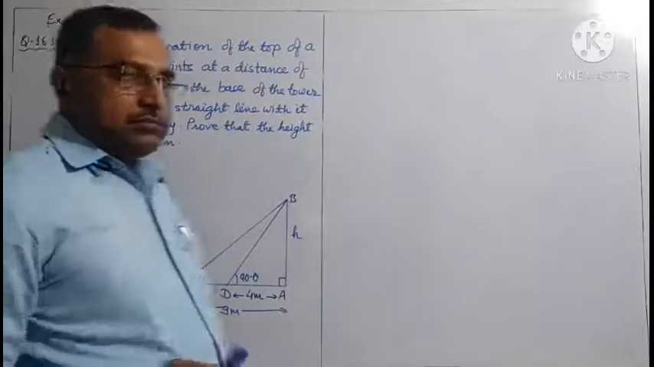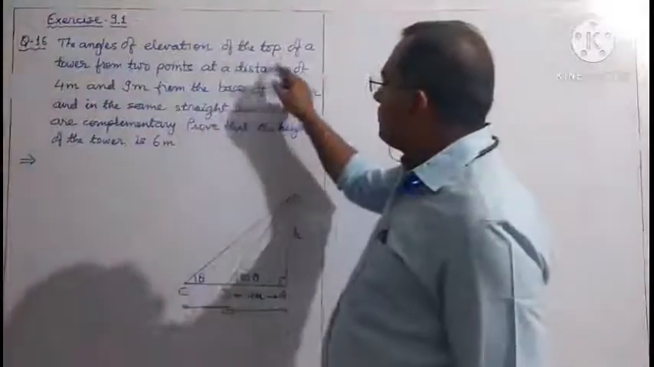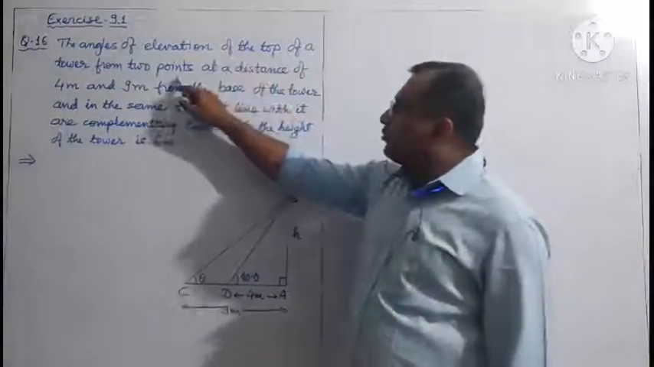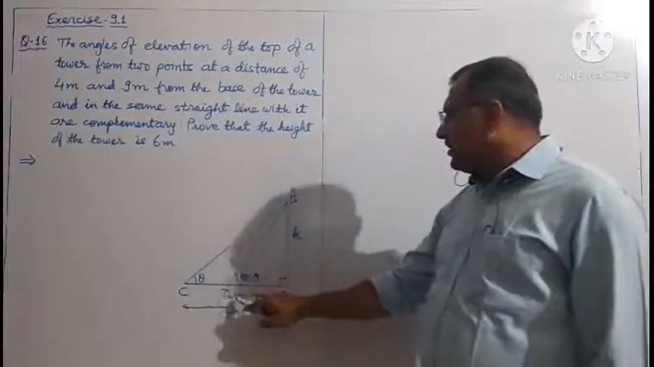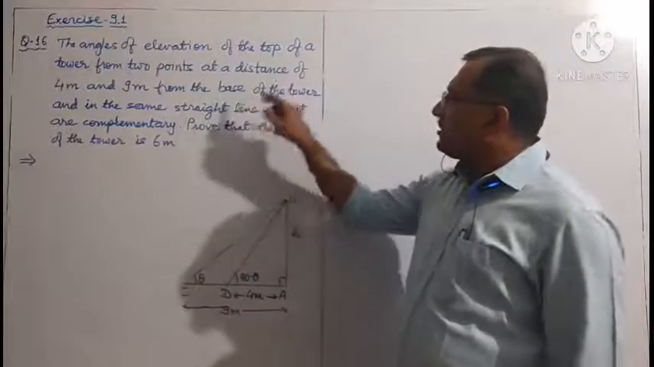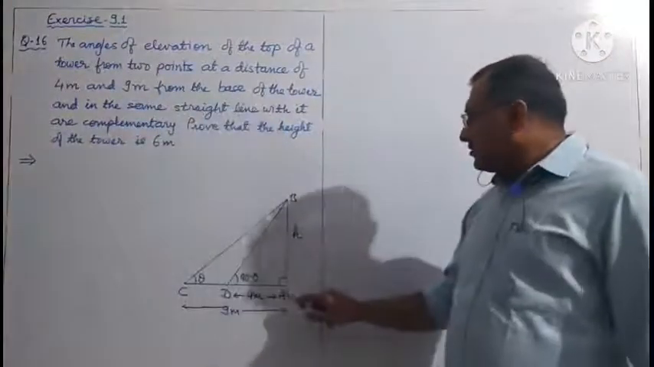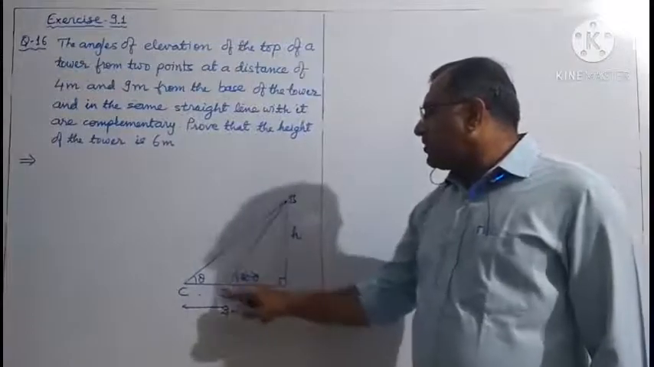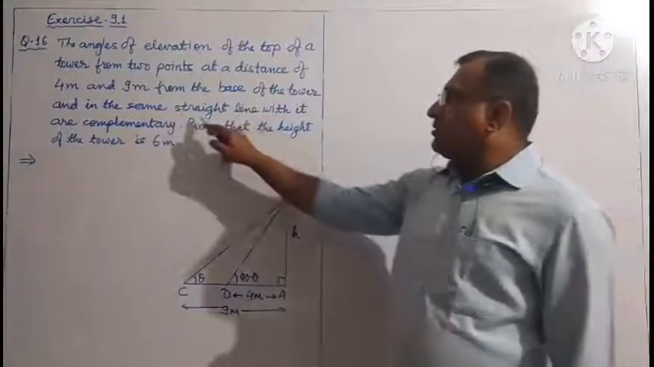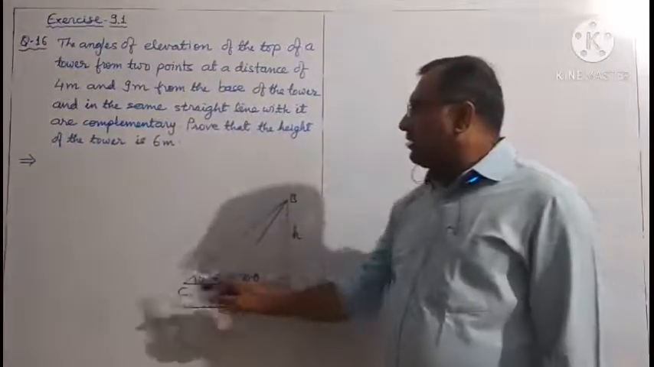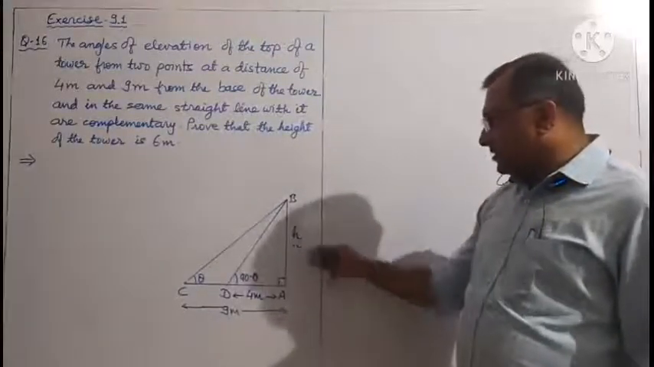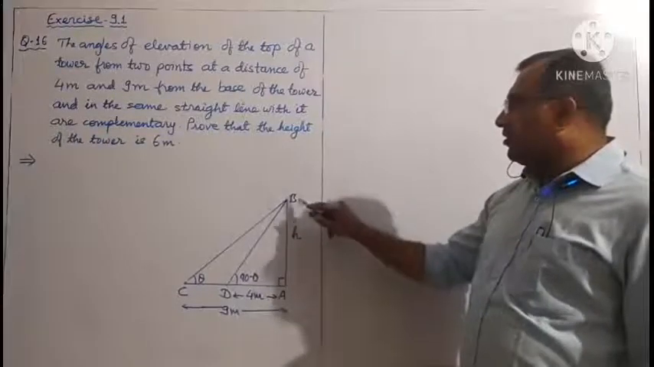In question 16, there is a tower. The angles of elevation of the top of the tower from two points. Here AB is the tower, and the angles of elevation of the top of the tower from two points C and D are complementary. The points D and C are at 4 meters and 9 meters from the base of the tower, in the same straight line. Then we have to prove that the height of the tower is 6 meters, or find the height of the tower.